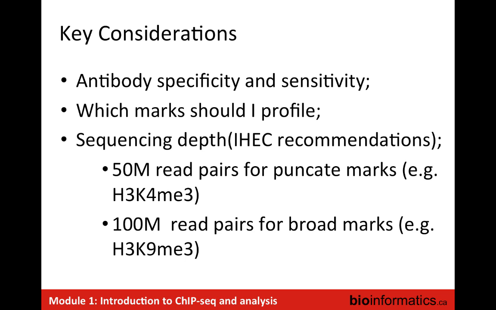For reasons that we still don't fully understand, the human genome seems to behave slightly differently or has different characteristics than we see with the mouse. And in fact, even when we go as deeply as 100 million read pairs for a heterochromatic mark like H3K9 trimethylation, we still seem to be capturing new regions in the genome.